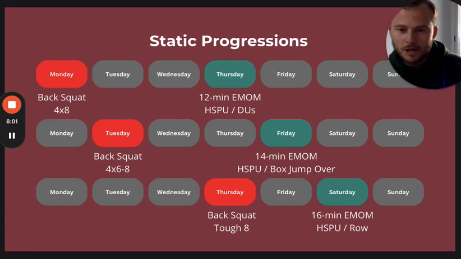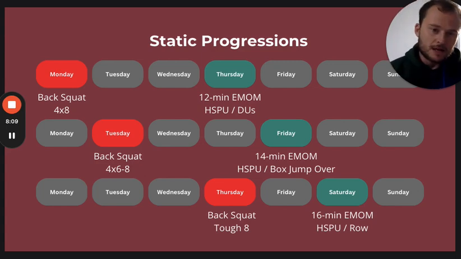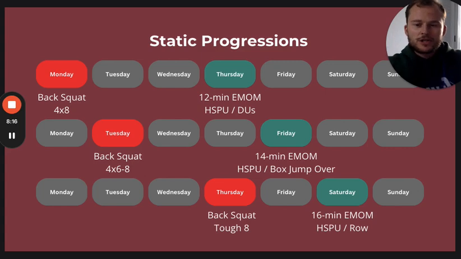Another version could be you're doing a 12-minute EMOM, and on odd minutes you're doing handstand push-up progressions, and then on the even minutes you're going through another movement. Okay, and this could be a part of a conditioning piece. So we've got 12-minute EMOM, handstand push-up progression, double unders.